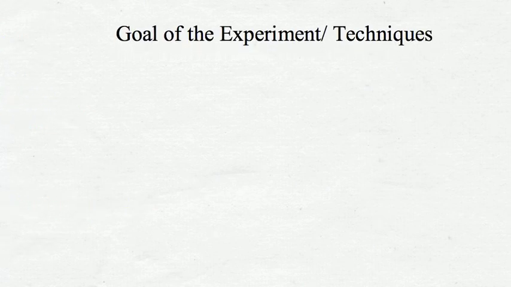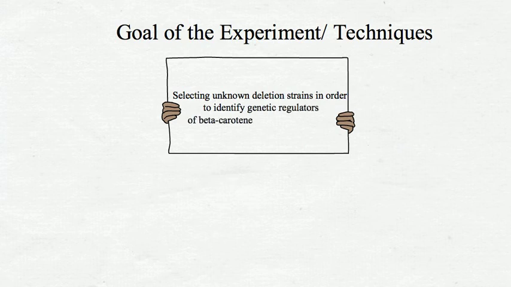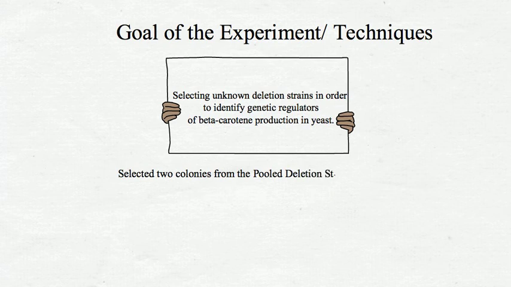Throughout the duration of this course, both wild-type yeast and yeast from the pooled deletion library were used in order to produce beta-carotene. This project included selecting unknown deletion strains in order to identify genetic regulators of beta-carotene production in yeast. I selected 2 colonies from the pooled deletion strain transformation for analysis based on colony phenotype, in which a single gene was deleted in each of the colonies.